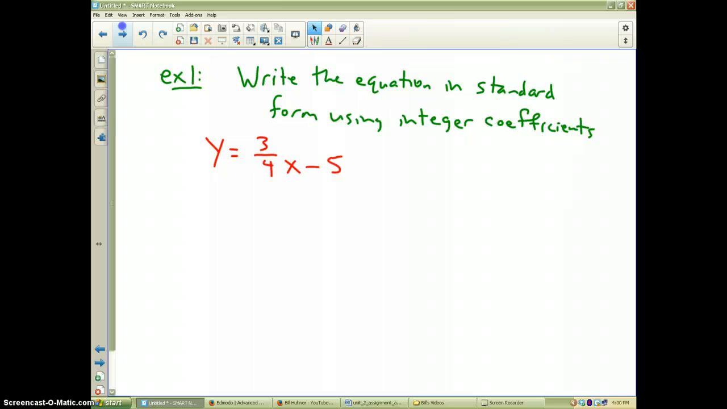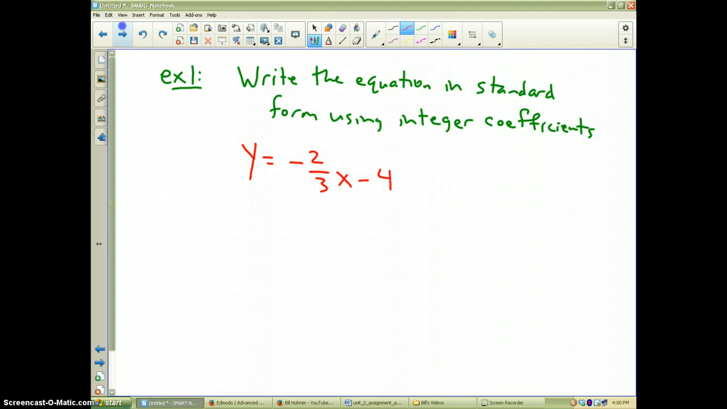No, I'm sorry. I'm going to erase that. I'm going to start over. I want to do a different one for you. I was looking at the wrong problem. Y equals negative 2/3 x minus 4. Hopefully you recognize this is in slope-intercept form. Y equals the m value is negative 2/3 x, and then the b value is negative 4.